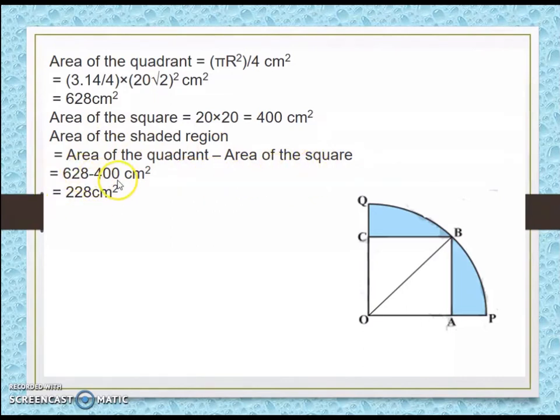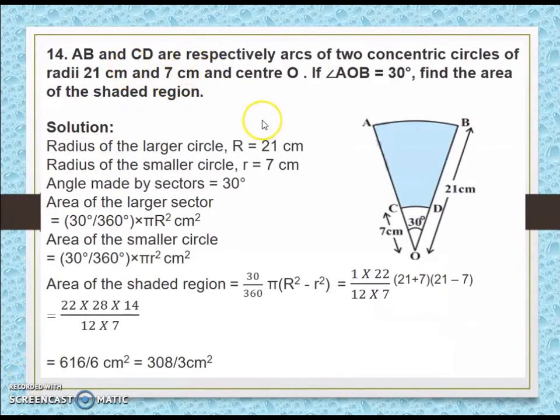That is 628 minus 400, 228 centimeter square. So 14th problem, AB and CD are the arcs of two concentric circles, with outer radius given as 21 and inner radius 7 centimeter. Also the angle AOB is given. You have to find the area of the shaded region.